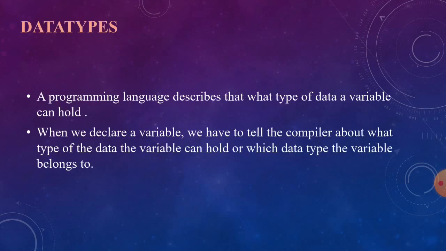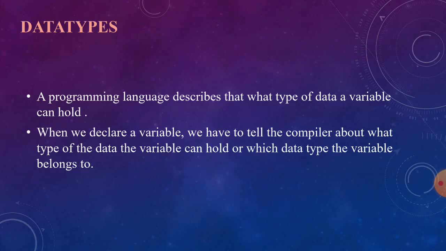Data types. A programming language describes what type of data a variable can hold. When we declare a variable, we have to tell the compiler what type of data the variable can hold, or which data type the variable belongs to. First of all, we must tell VB what type of data we want to hold, and next we must give the variable name that the data must be held in.